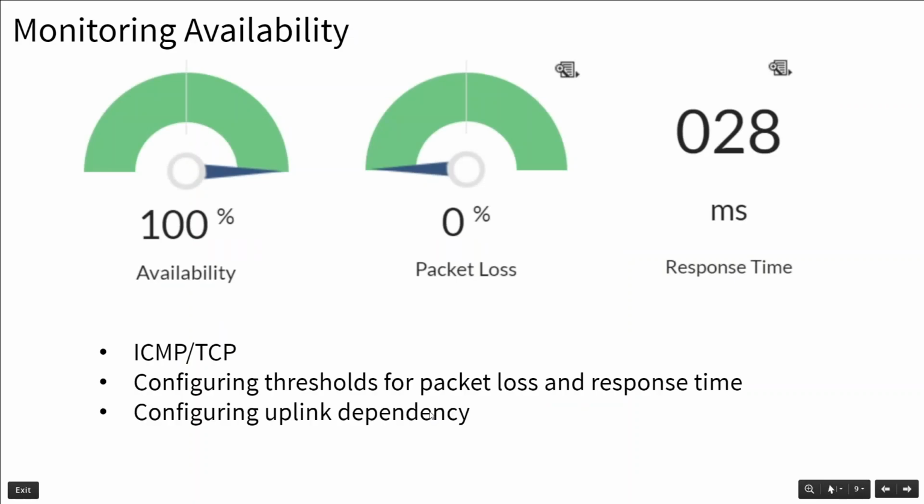Moving on to the next part, which is about configuring the uplink dependency. The uplink dependency is something really interesting, which helps you keep your alarms organized. Say, for example, in your environment there is a 32 port switch. Let's take a 32 port switch as an example.